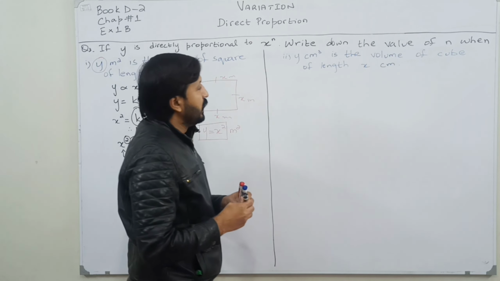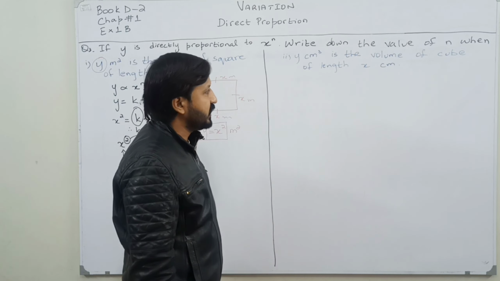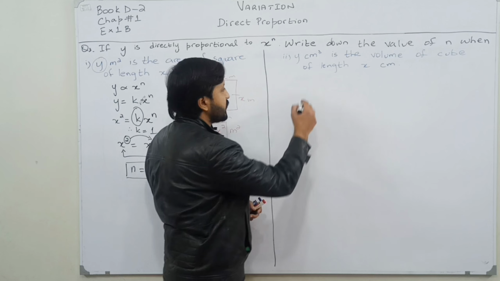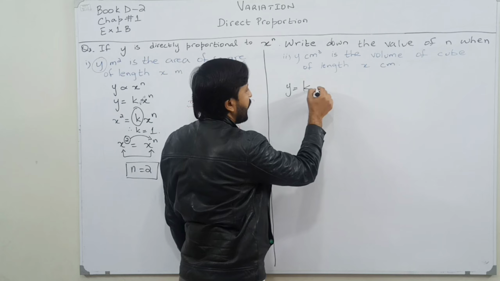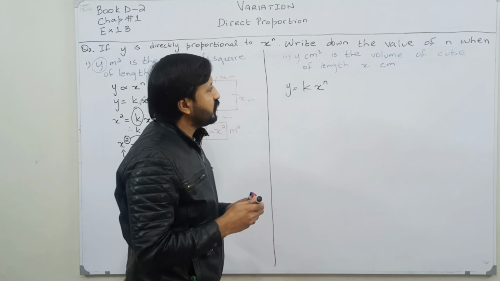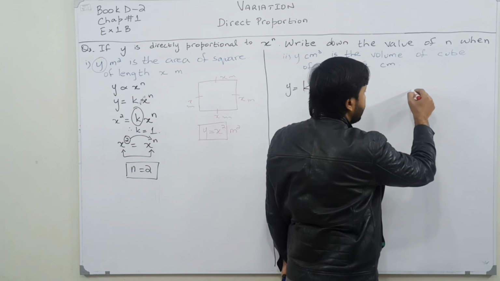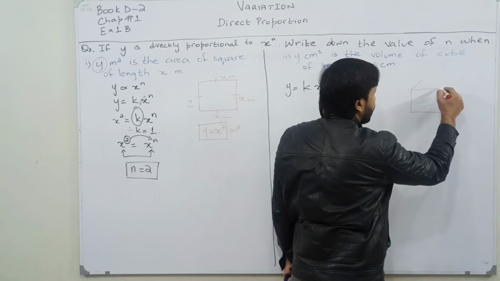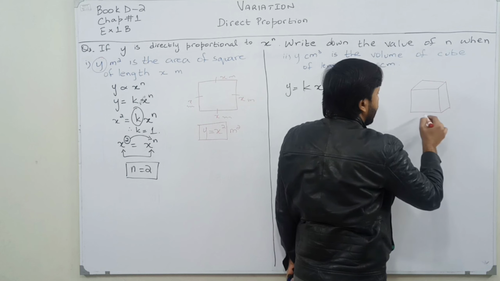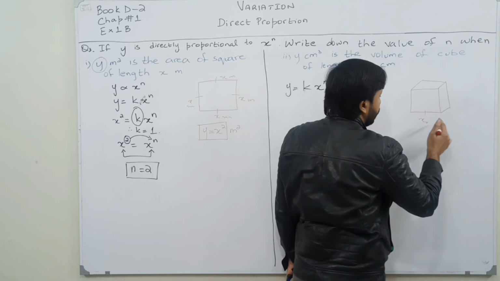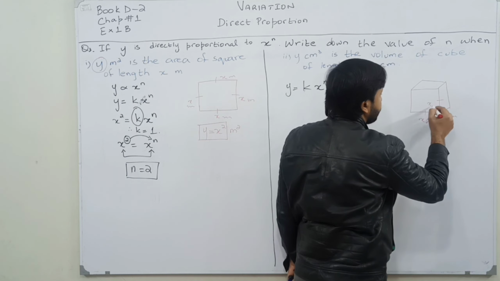Now part number 2. Part number 2 says y centimeter cube is the volume of a cube of length x centimeter. Again we have this equation, y equals kx to the power n. We don't have the values for the initial two values, but we are given a cube of length x centimeter. So here we are assuming a cube having a length x centimeter, breadth x centimeter and height x centimeter.